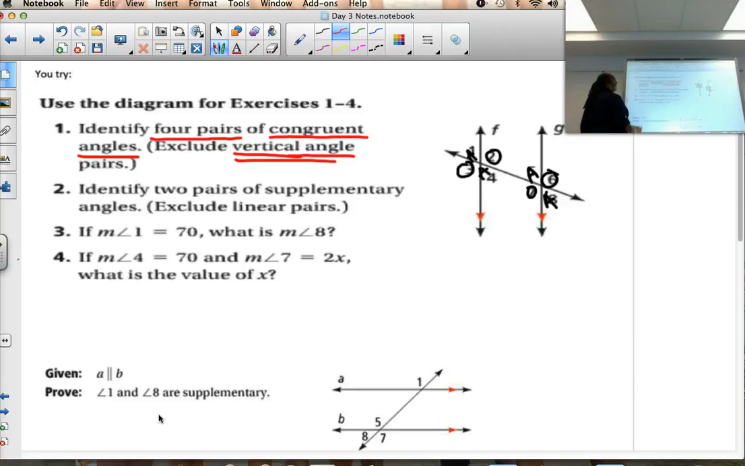Okay, now I need to have 4 pairs of congruent angles. Tell me one pair, someone. Robin? 1 and 8. Maybe. That's 1. Someone else?